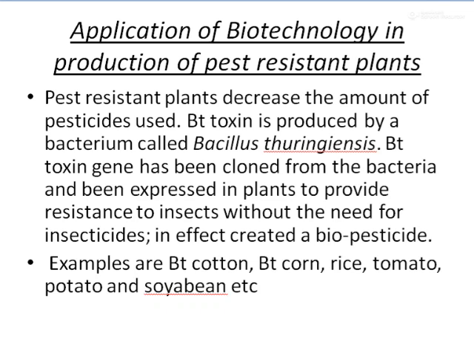See, have a look at the second line. Bt toxin is produced by a bacterium called Bacillus thuringiensis. Bt toxin has been cloned from the bacteria and has been expressed in plants to produce resistance to insects without the need of insecticide. We have various kinds of pest-resistant plants. We have Bt cotton, Bt corn, Bt rice, tomato, potato, and soya bean, etc.